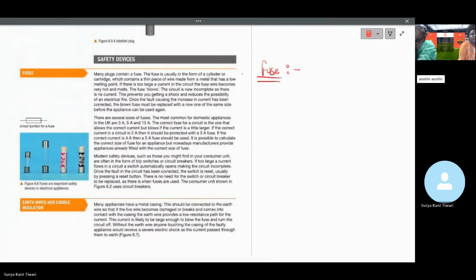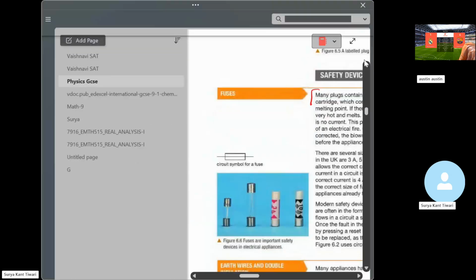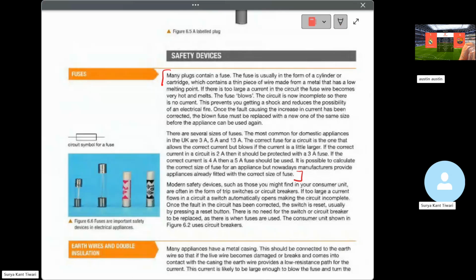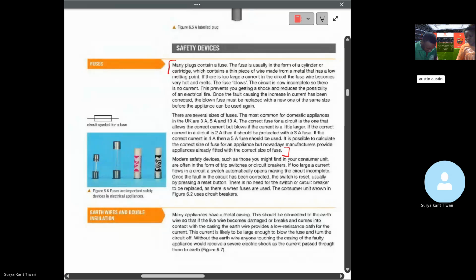Can you read only from here to here? I've seen it. Yes, I know it. You know about a fuse? Yes, sir. So I have a fuse here. Yes, please repeat. I can't hear you clearly. So I'm having a fuse. So let me check. You are showing me a fuse.